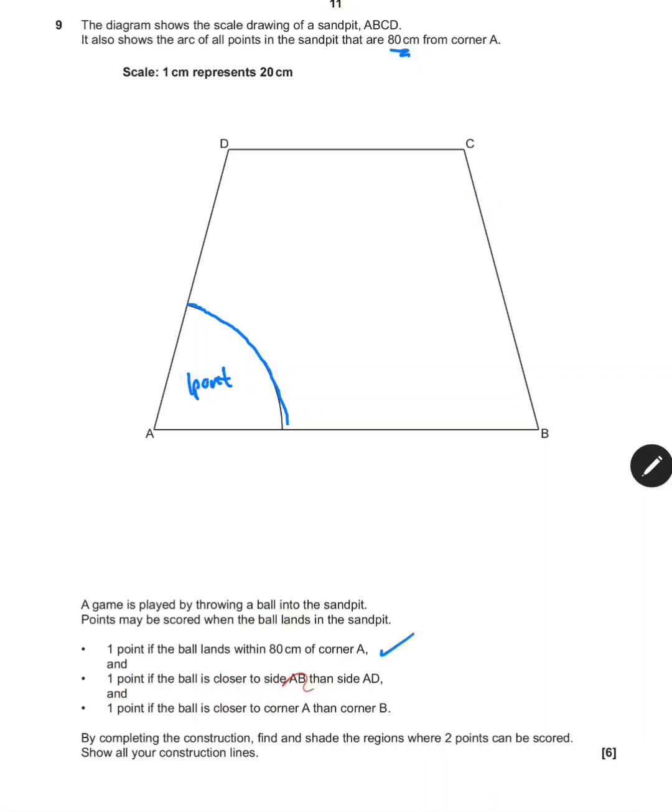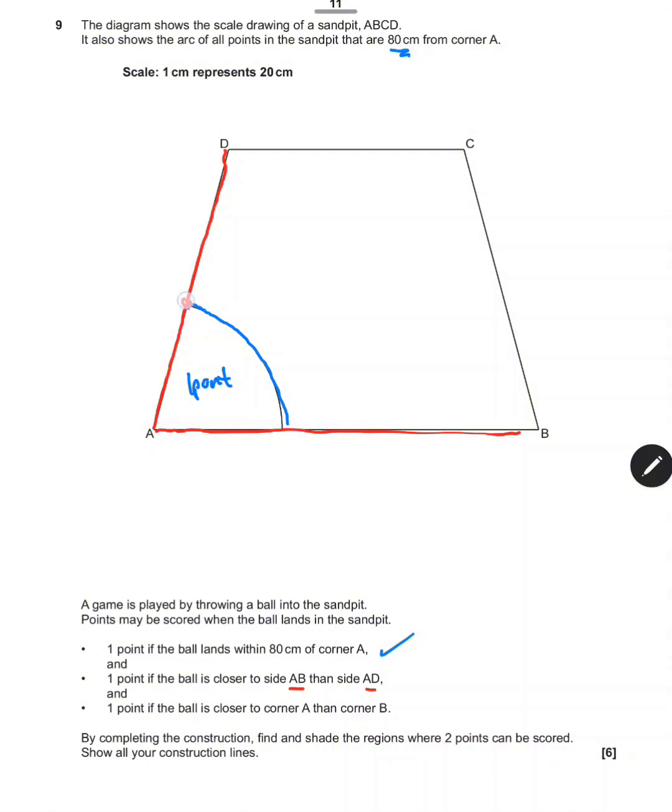It says you also get 1 point if the ball is closer to AB than AD. So closer to this line than to this line. And what that's telling you to do is cut this angle in half. So we're going to need a compass to do that. I'm going to use this arc that's already drawn.